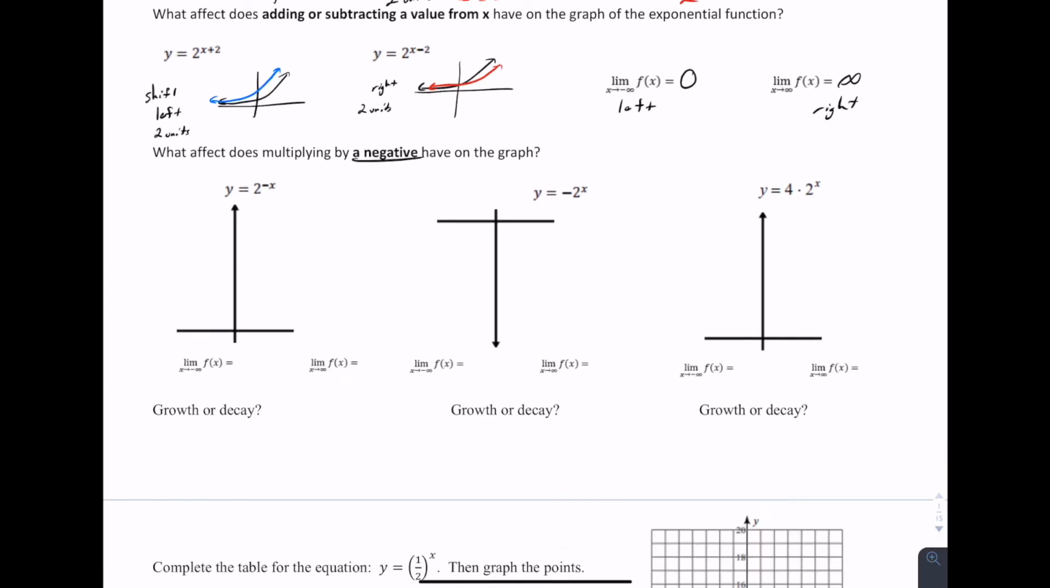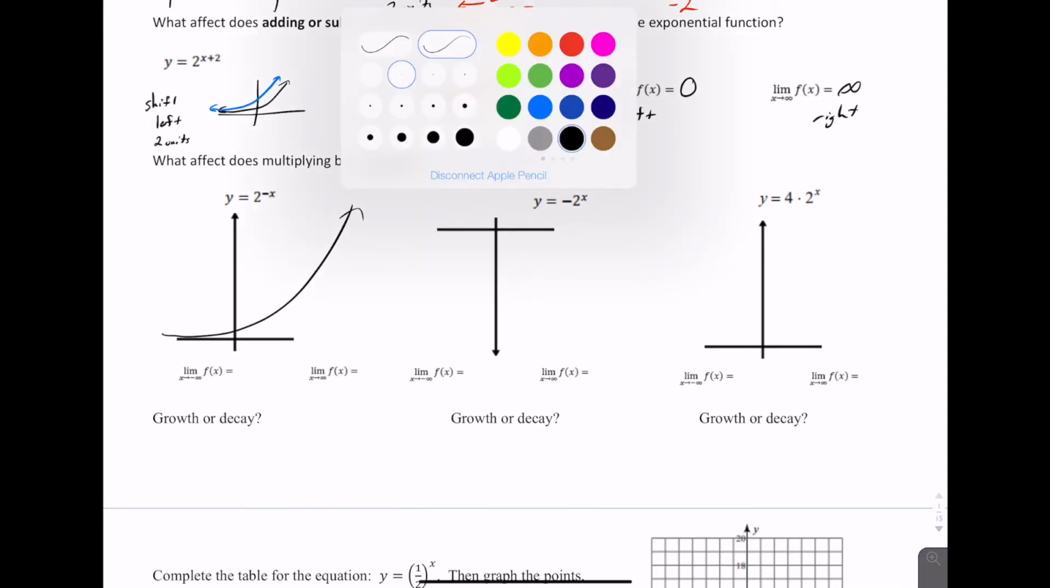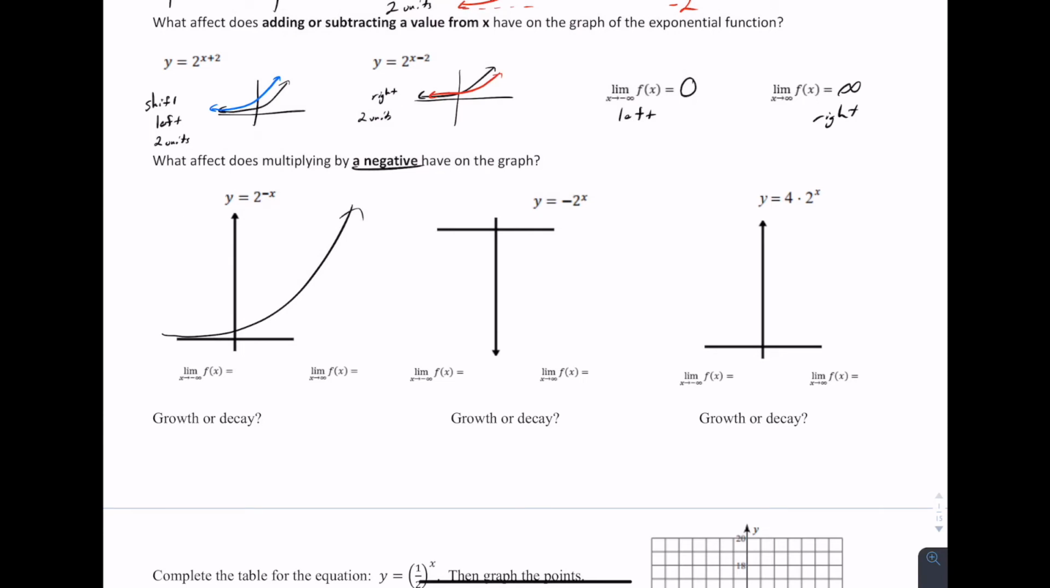Okay, what happens when you put a negative on the graph? So, for example, a negative on the exponent. Instead of the original looking like this, the new one looks like that. Okay, now it becomes a decay instead of a growth.